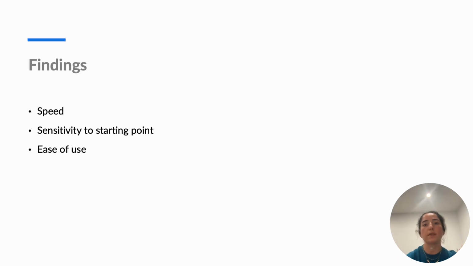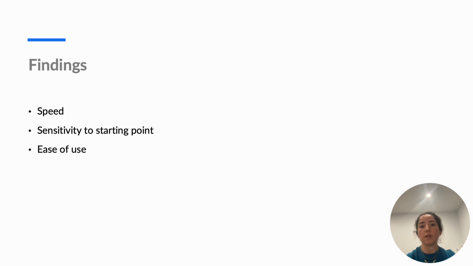To wrap up, let's take a quick look at how Newton's and Halley's methods compare in terms of speed, sensitivity to starting point, and ease of use. In terms of speed, obviously Halley's method is faster than Newton's method, as Newton's converges quadratically but Halley's converges cubically, so it can triple the number of correct digits per step.